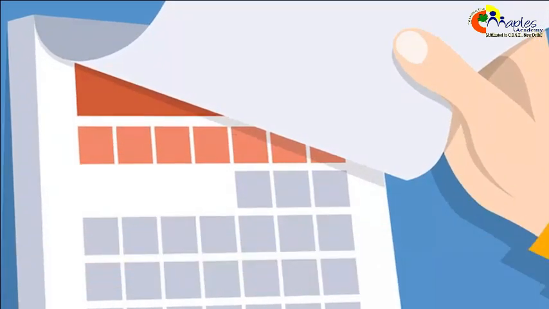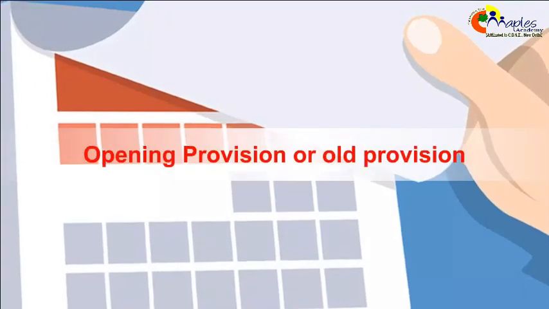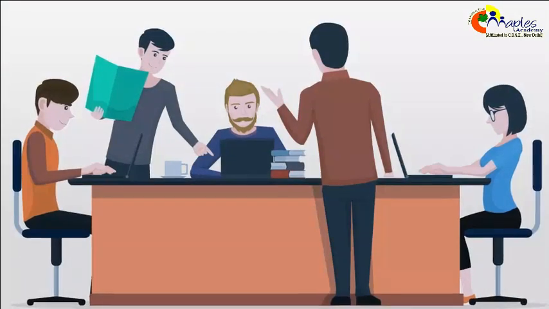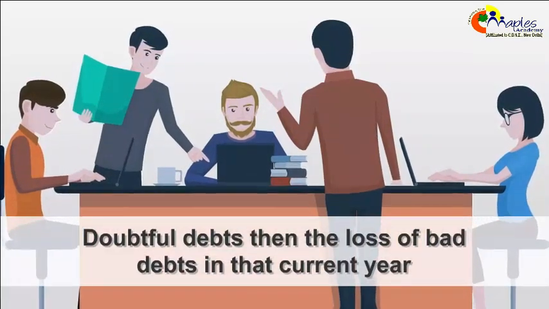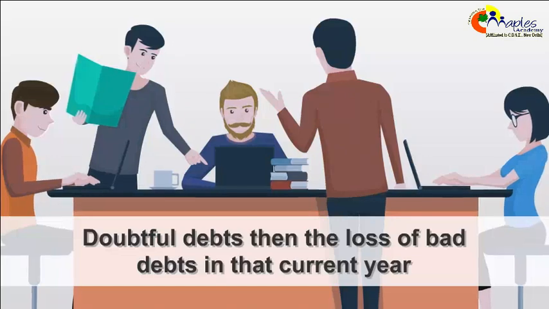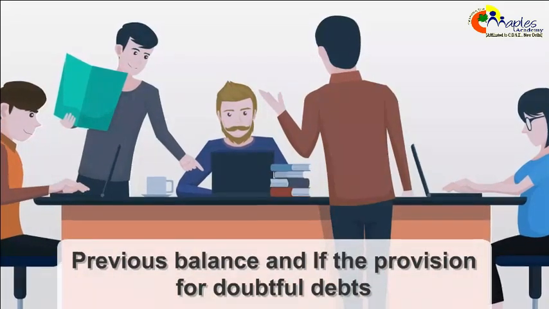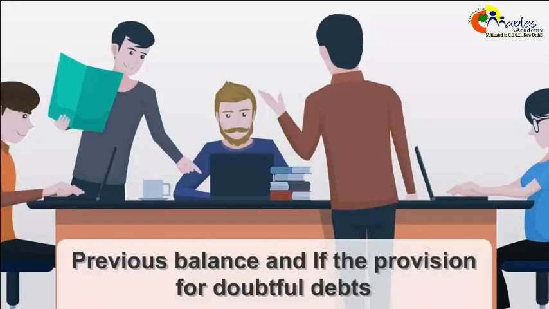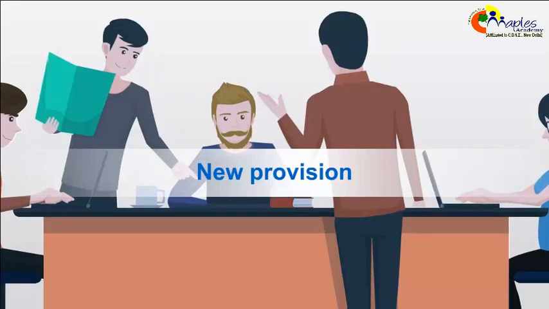That carried forward balance is known as opening provision or old provision. If the company has already created provision for doubtful debts, then the loss of bad debts in that current year will be first adjusted from the previous balance, and if the provision for doubtful debts is created in current year, then that is known as new provision.